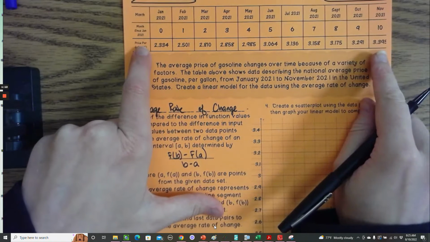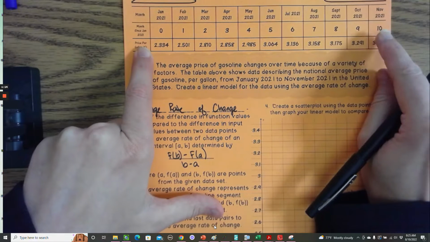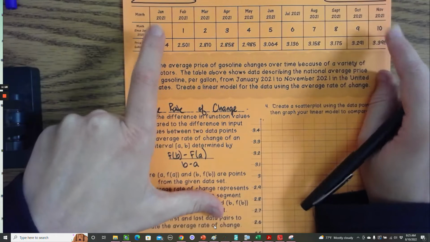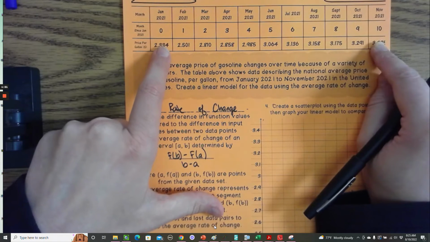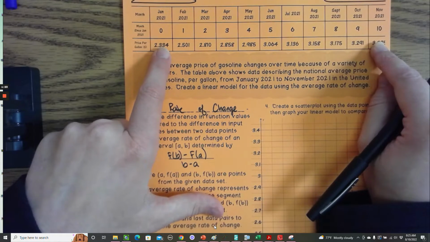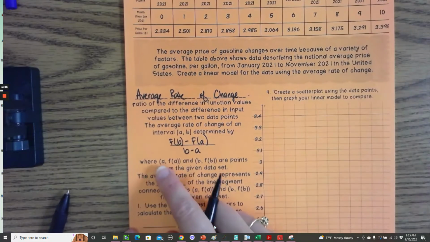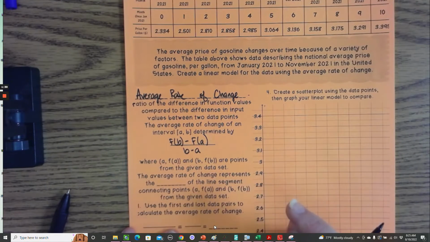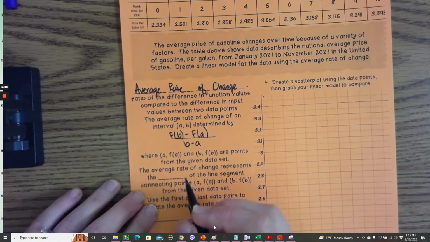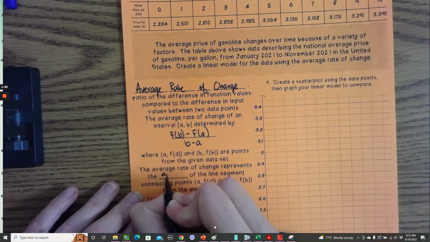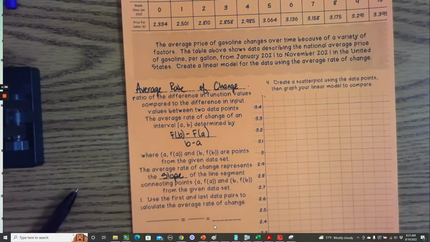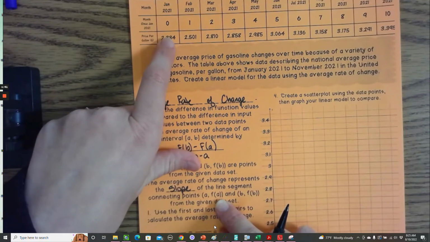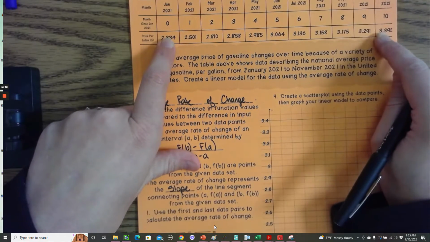Mathematically, it's easier to see. Say this is f of B, this would be B. Say this is f of A, this would be A. We're taking the smallest and largest values to create an average, okay? So A comma f of A and B comma f of B are points from the given data set. The average rate of change represents the slope of the line segment connecting points A, f of A and B, f of B.